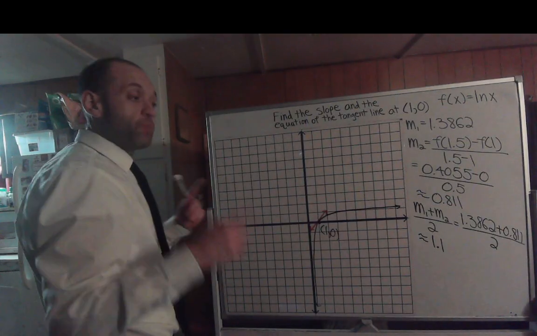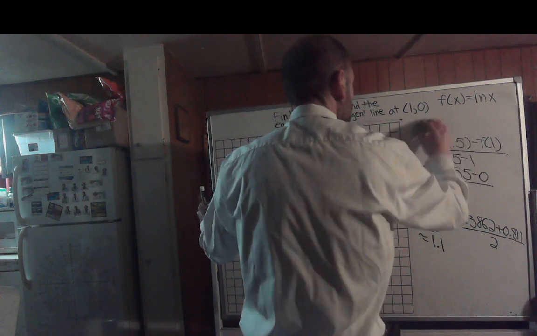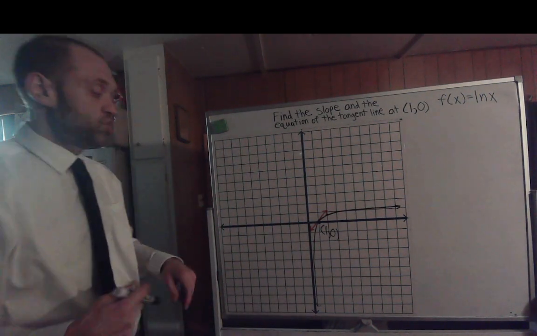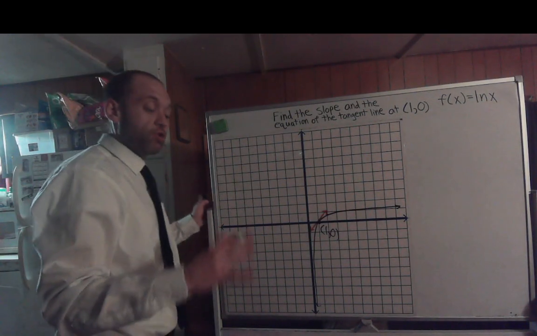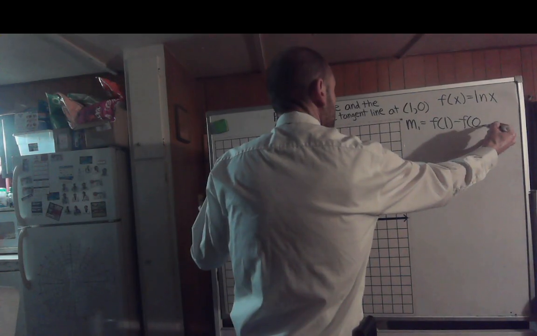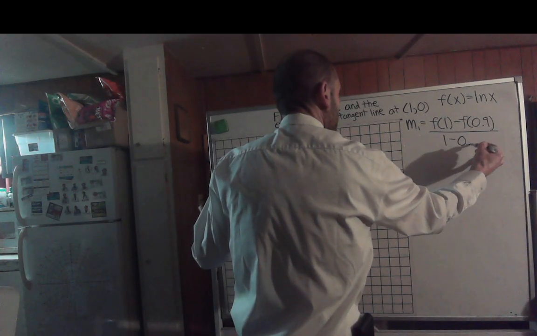Now, what if we got a little bit closer? Let's say I get 1/10 of a unit apart on each. So if I go 1/10 of a unit to the left of 1, that's going to give me 0.9 for x. So I'll find the slope of my first secant line is going to be f of 1 minus f of 0.9 divided by 1 minus 0.9.